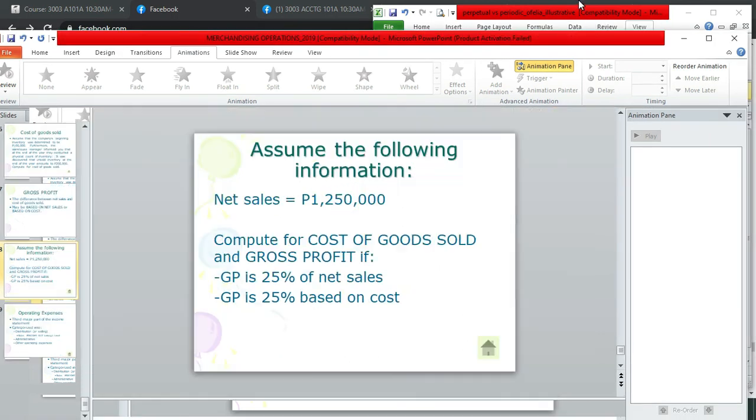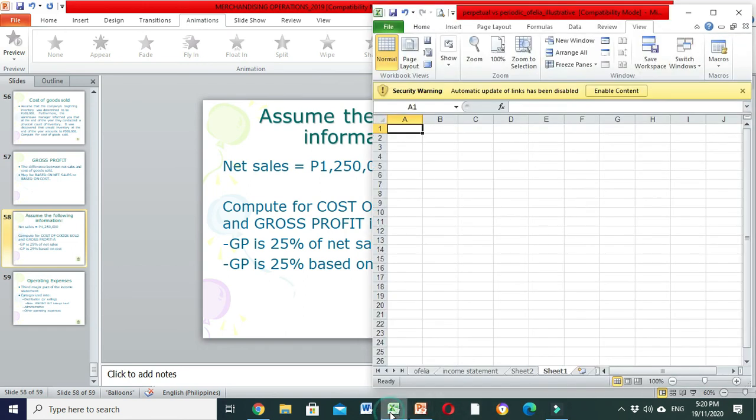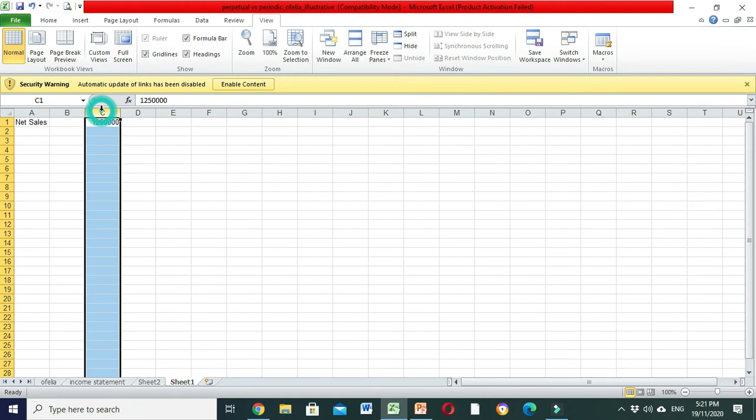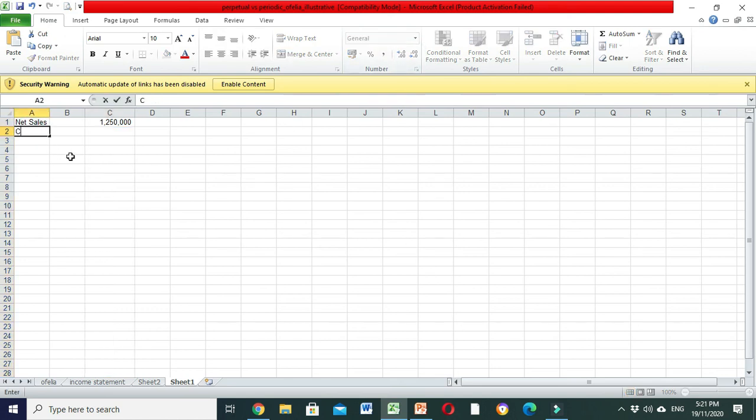Okay, sorry. So nata diri class, no, the given information is that net sales is 1,250,000. So if you remember, natay duha ka assumption adto, no? So we are asked to compute for cost of sales. We are also asked to compute for gross profit.